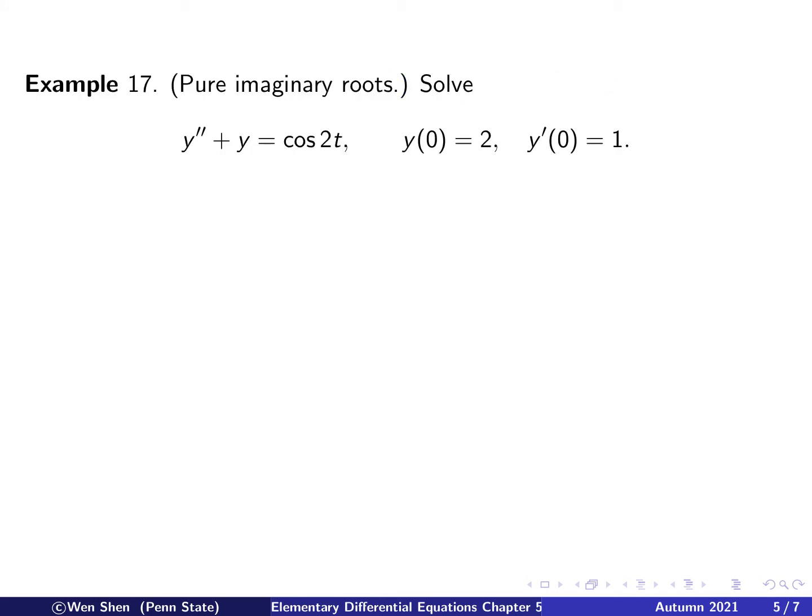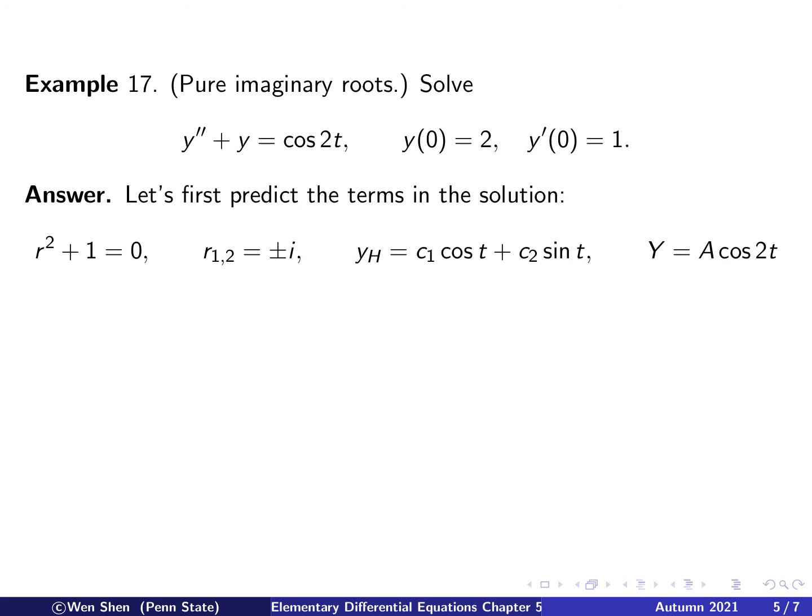Okay, so let me take one more example, also in the class of complex roots, and in fact pure imaginary roots. So we want to solve y double prime plus y equals cosine 2t, with y(0) equal to 2, y prime (0) equal to 1. Okay, so since this is an exploratory example, let's have some guidance. Let's first predict the terms in the solution.